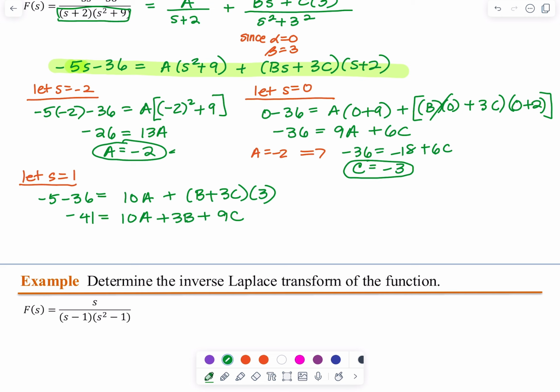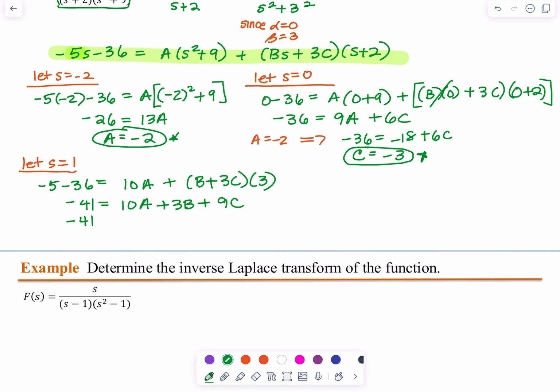We'll go ahead and use these two. So we have a negative 41 is equal to negative 20 plus 3b minus 27. End up with 6 is equal to 3b, so b is equal to 2.